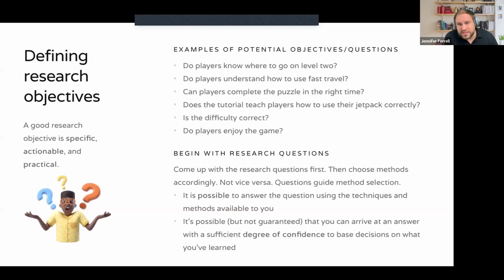So when you're phrasing a potential research question, you have to think about something specific, right? Specific, and that you can take an action on, that you can improve upon. So: do players know where to go on level 2? You're being specific. This is something that you can measure, that you can investigate. Do players understand how to use fast travel? Again, these are interview questions that you can ask in that direction. Can players complete the puzzle in the right time? Something that could be done with performance measures.